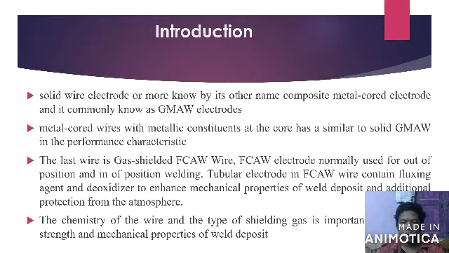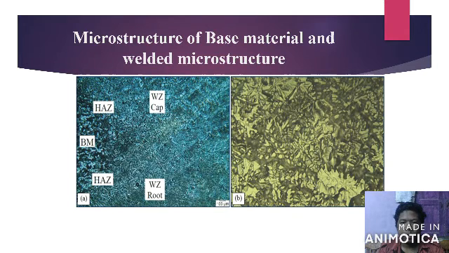The last wire is the gas-shielded FCAW wire. FCAW electrode is normally used for out-of-position and in-position welding. The core of the electrode in FCAW wire contains flux agent and deoxidizer to enhance material properties of the weld deposit and provide additional protection from the atmosphere. The chemistry of the wire and the type of shielding is important to determine the strength and mechanical property of the welding deposit.